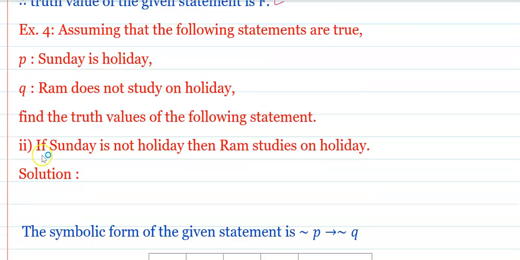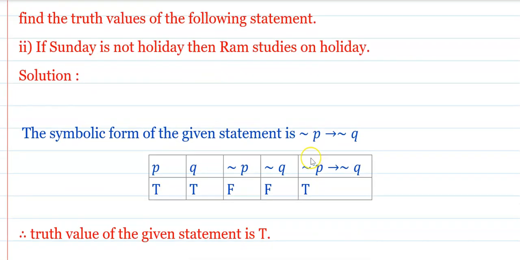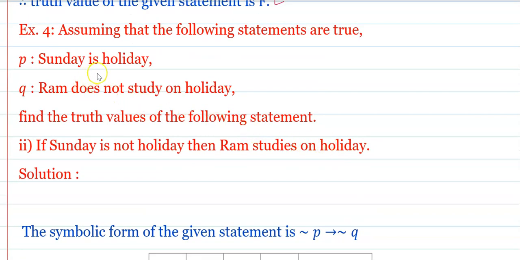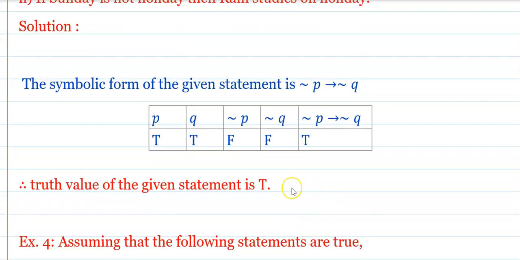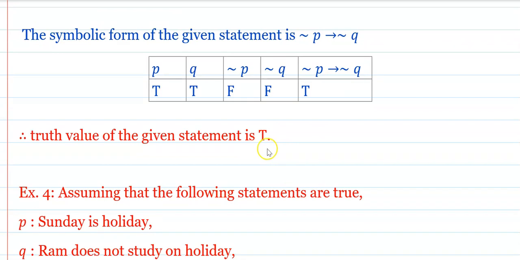Now again, if Sunday is not holiday, then Ram studies on holiday. Here, negation of P implies negation of Q. If the Sunday is not holiday, negation of P comes, and then negation of Q comes. If then, therefore it is an implication. P is T, Q is T, therefore their negation is F. F implies F, then it is true. If both are the same, then it is true. Therefore the truth value of the given statement is true.